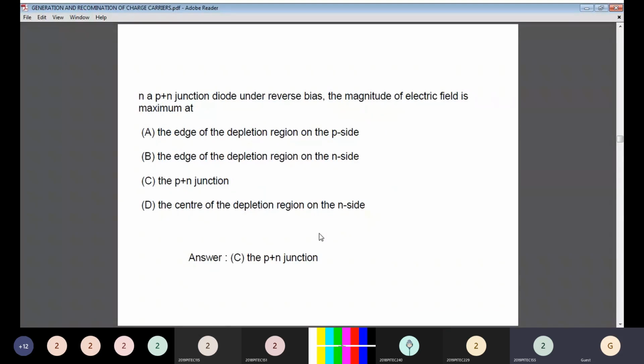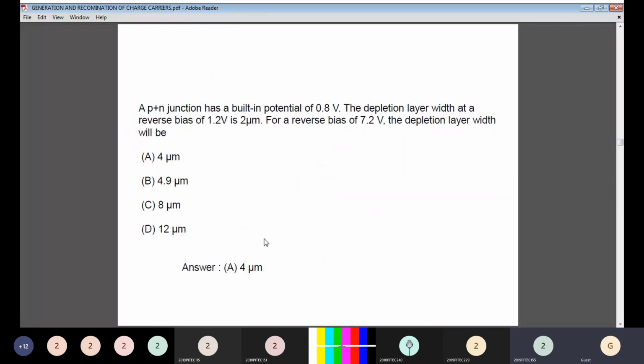Next. In a P plus N junction diode under reverse bias, the magnitude of the electric field is maximum at: the edge of the depletion region on the P side, the edge of the depletion region on the N side, the P plus N junction, or the center of the depletion region on the N side. The correct answer is option C, the P plus N junction.